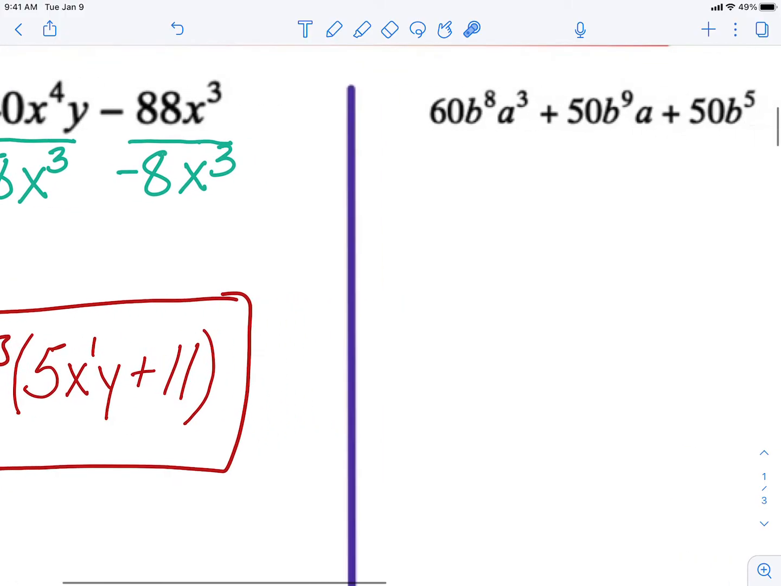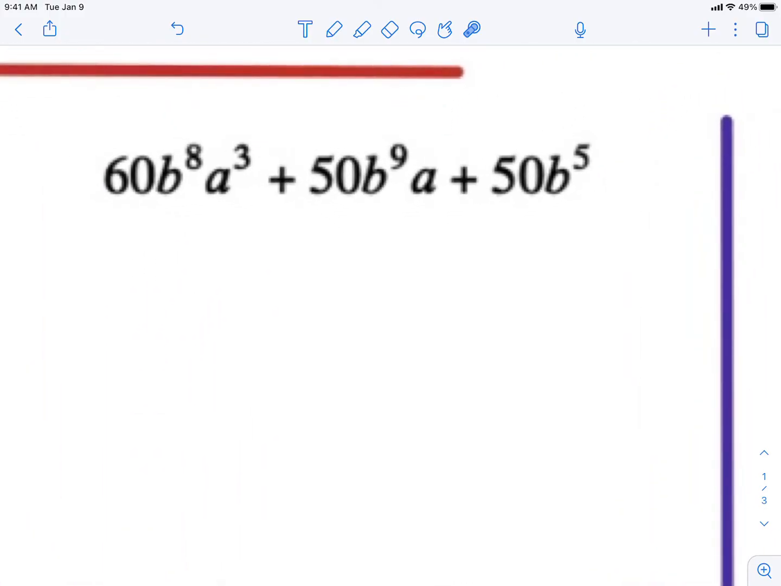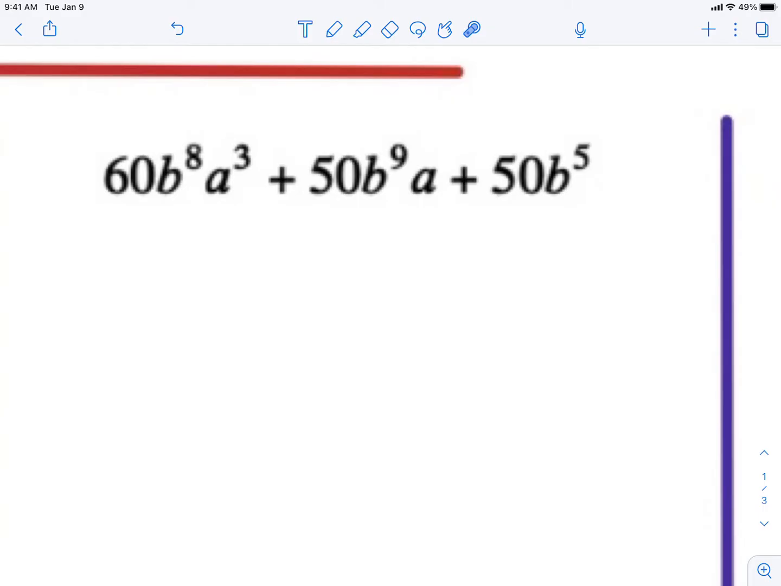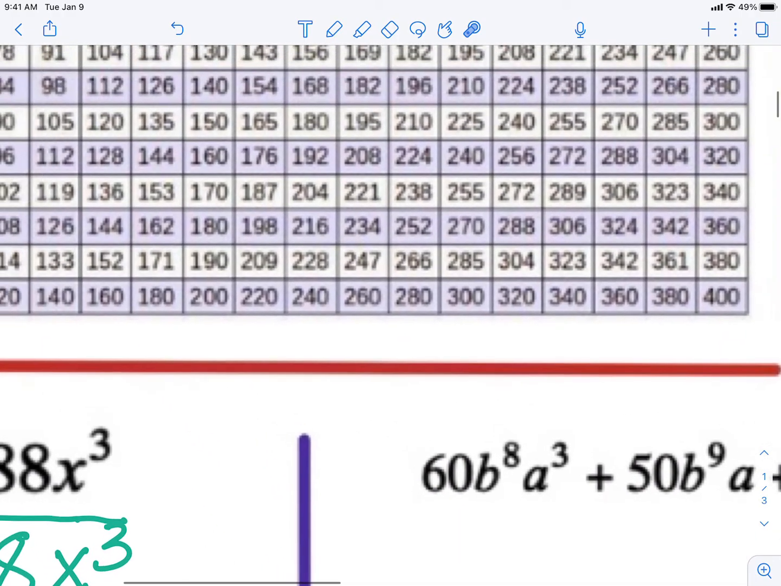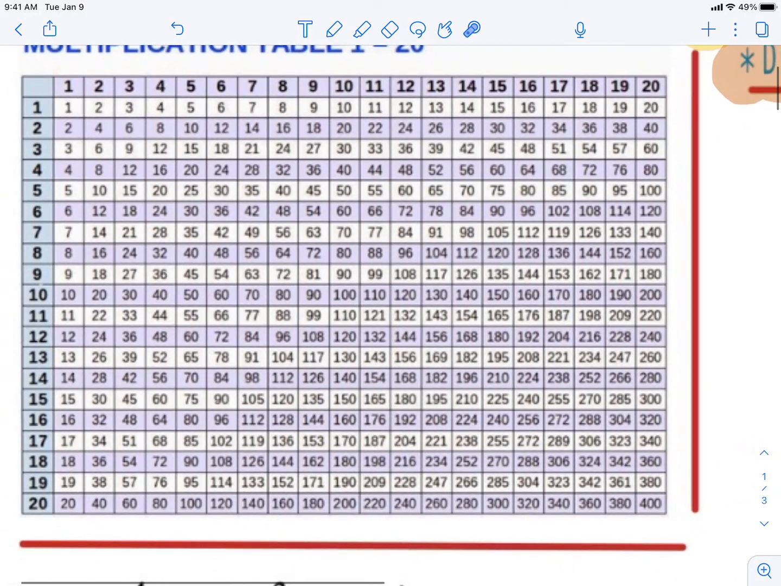Okay. Let us do number 2 here, the second. Now I have 3 terms. Check it out. 1, 2, and 3. 3 terms. So I'm going to look at my coefficients, which are my regular numbers, right? Which is 60, 50, and 50. So I'm going to look at my multiplication chart again, and I'm going to find 60, 50, and 50.